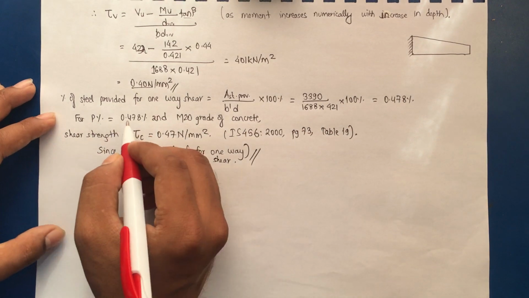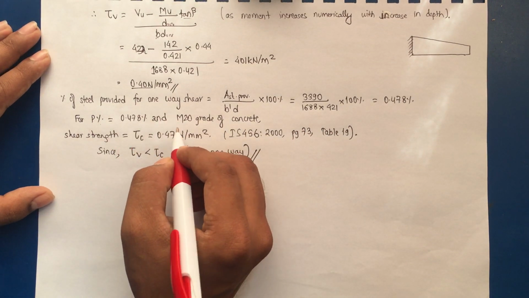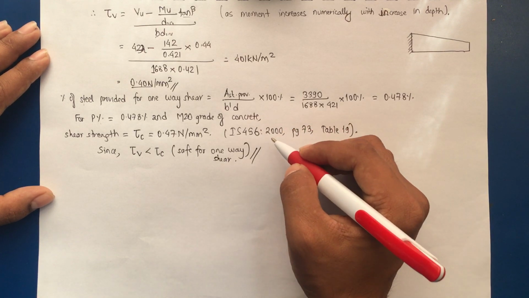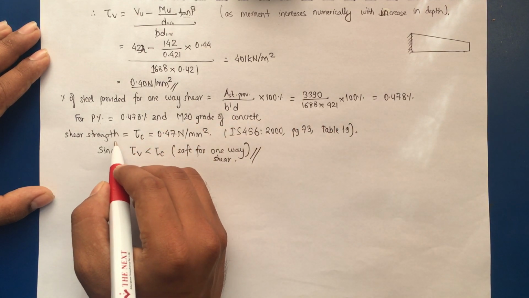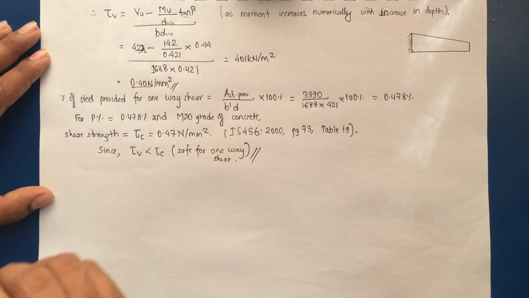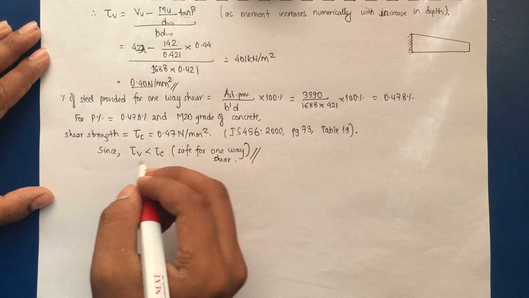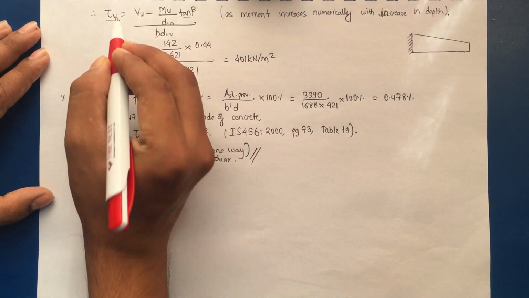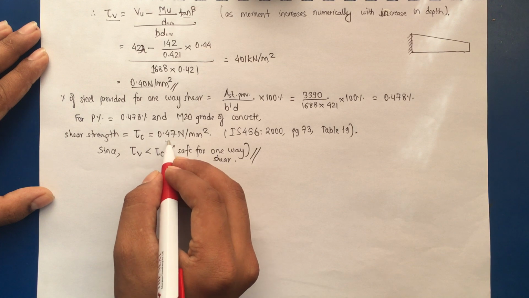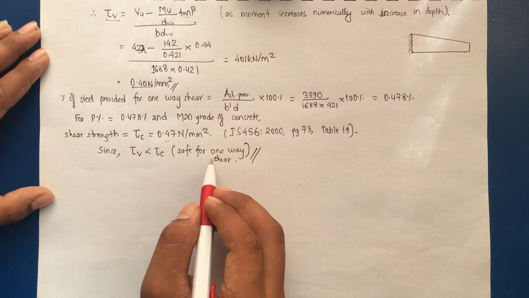And for p percent 0.478 and M20 grade of concrete, using table 19 of IS 456-2000, we get shear strength as 0.47 newton per mm square, and the maximum shear is 0.4. So if we compare these two values, we find that it is safe for one way shear.